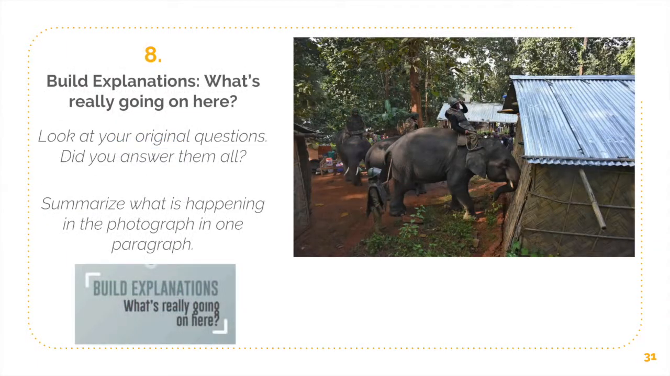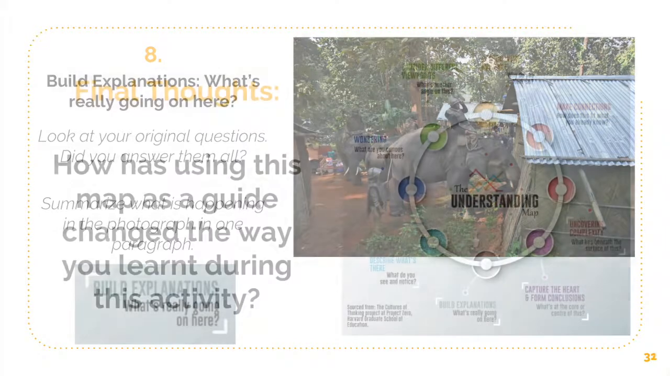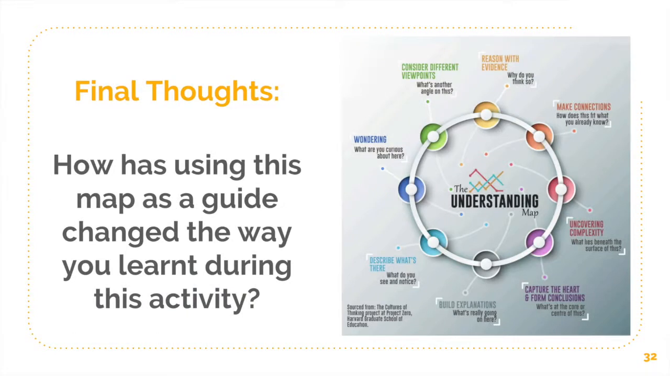And then lastly, we do build explanation. So what's really going on here? In this part, they just summarize what's happening in one paragraph, so they're writing a short news story. The reason I like to have this and the headline at the end is because then we can see how the learning has changed. We can look at that headline and that paragraph, and see how it relates to your initial thoughts in see, think, wonder.